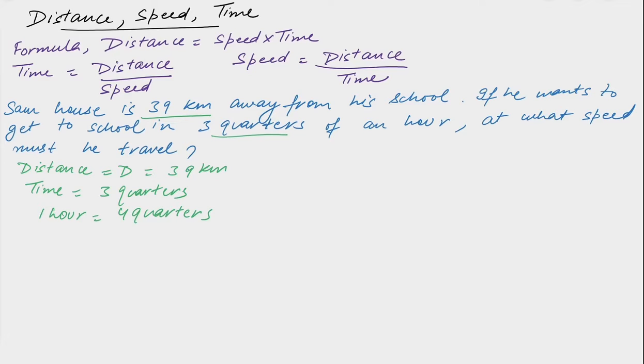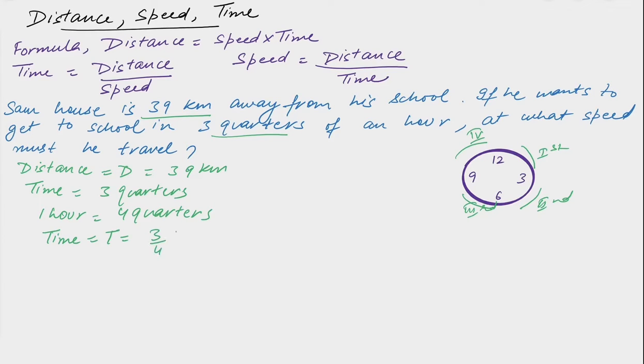And how is this? Let's see a clock. 12, 3, 9, 6. Now 12 to 3 is the first quarter, 3 to 6 is the second, 6 to 9 is the third, and 9 to 12 is the fourth. So time for this one is 3/4 hour.